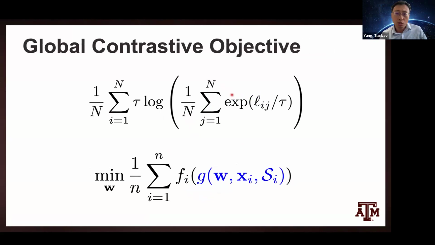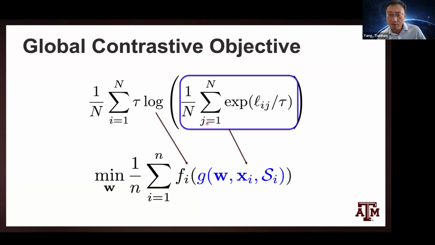The global contrastive objective that I talked about before is a special case of empirical X-risk minimization. Here the log maps to the f function; log is nonlinear and non-convex. Inside the log is the average over j, which is the inner function g. The inner function depends on the i-th data, but also on many other data j, from 1 to n. So S_i contains all other text, x_i is the i-th image, and S_i is all other text.